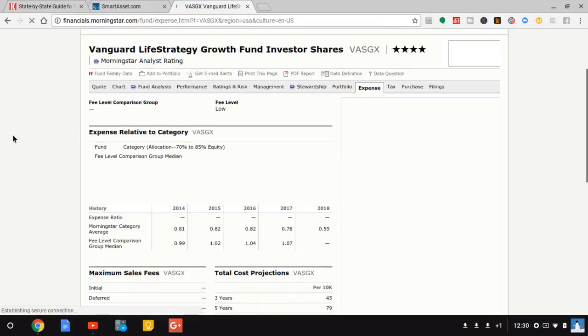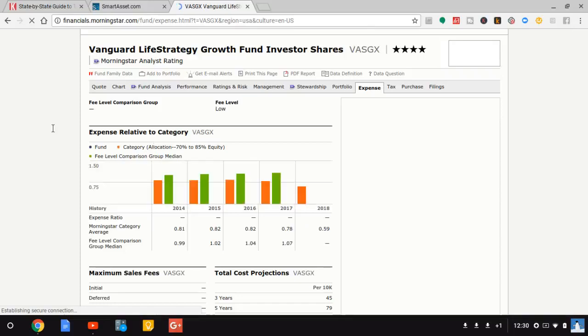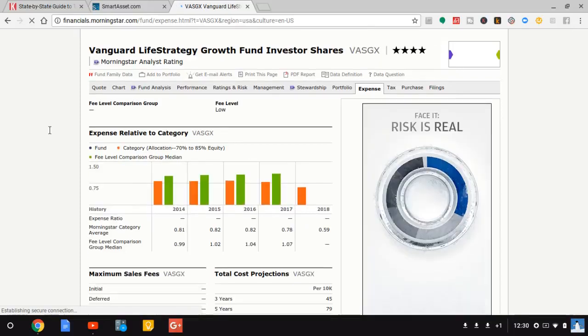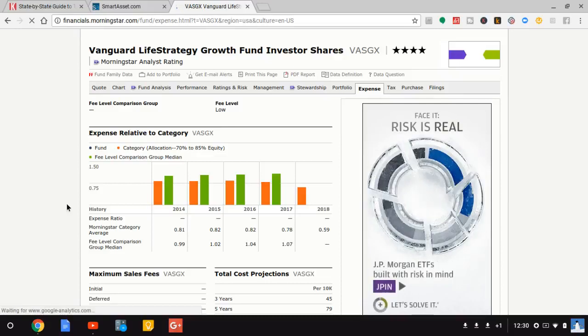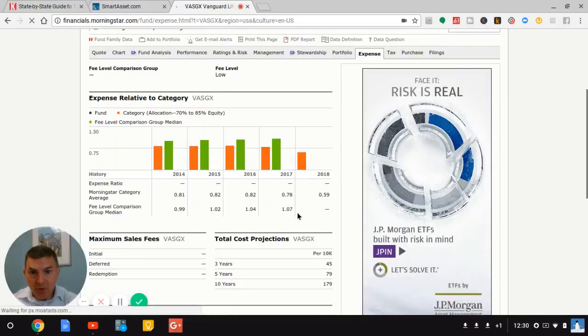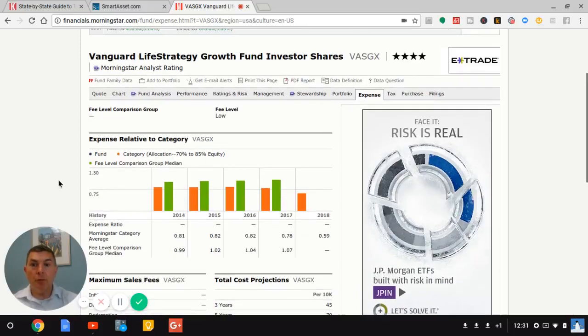All right, so let's see. Expense ratio is another one relative to category. Remember we talked about your expense relative to the average fund. I couldn't care less about that. Here we'll see that we're well below the average category. Morningstar averages for this category are 0.78, 0.82, 0.82, 0.81. Fee level comparison. A lot of people run their fees at 1% or so, and we aren't anywhere near that with this fund. This fund's 0.14.